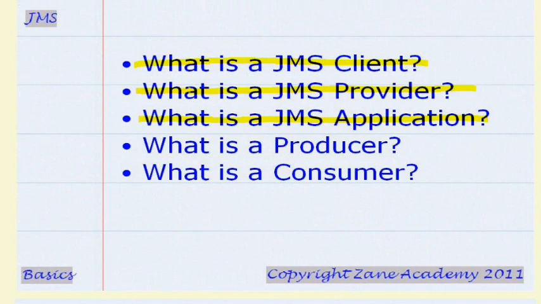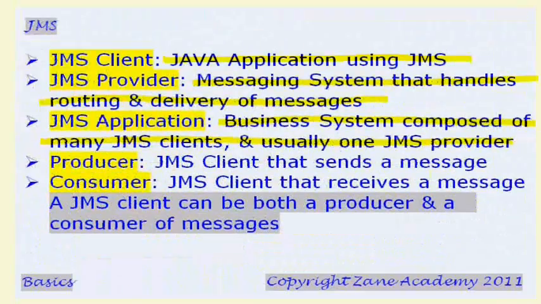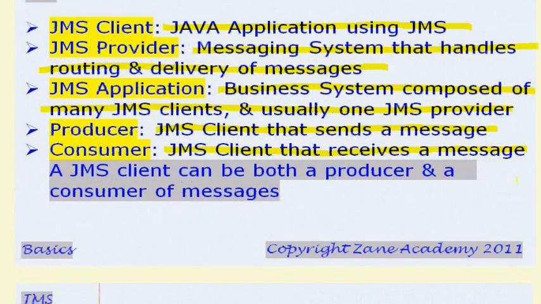Very good. The remaining two to talk about are the producer and the consumer. A producer is a JMS client that is sending messages, and a consumer is a JMS client that is receiving messages. And as we said, a JMS client can be both a producer and a consumer of messages at the same time.